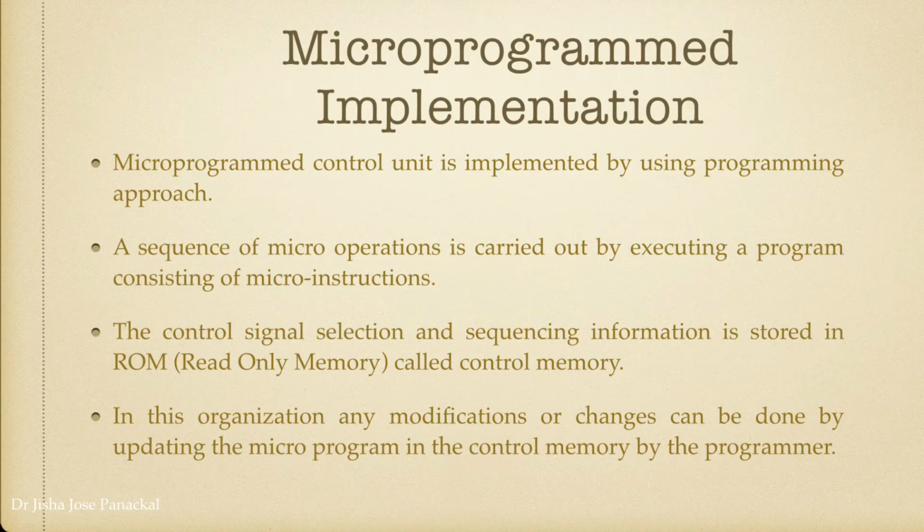Next type is microprogrammed implementation. The microprogram control unit is implemented by using a programming approach. That is, the other one, the hardware implementation, is based on hardware, and this type of implementation is based on programming, or we can say based on software. A sequence of micro operations is carried out by executing a program consisting of micro instructions. These programs and the control signal selection and sequencing information are all stored inside a memory called read-only memory, or we can call this memory control memory.